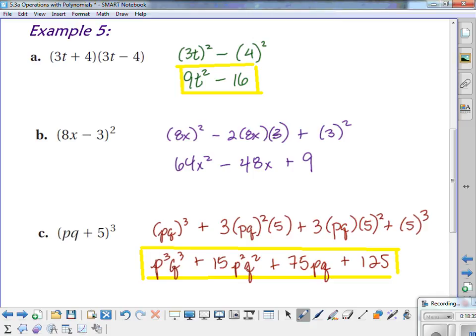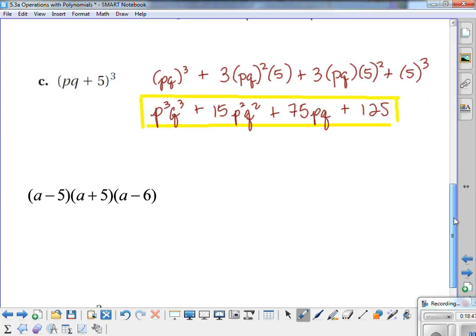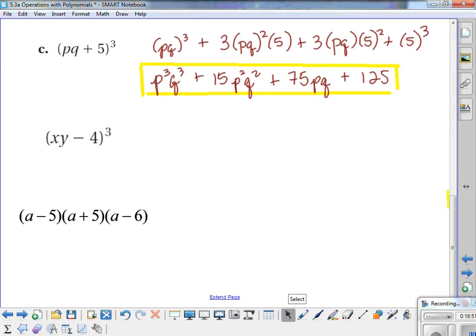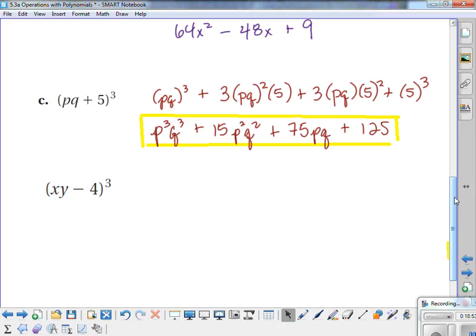So I'm going to give you a couple of practice ones. Actually, we just have time for one more. So I'm going to have you guys practice one of the cubed ones since that's a new one for you guys. So don't worry about that one. I'm going to have you do this one. Okay, so go ahead and try using the pattern to figure out the answer for xy minus 4 cubed.